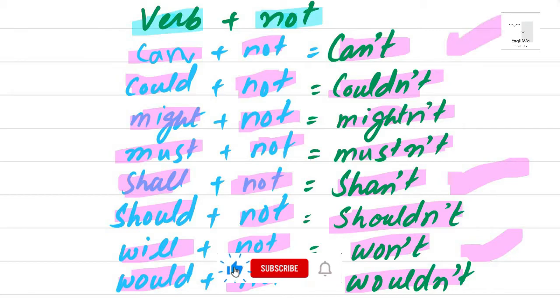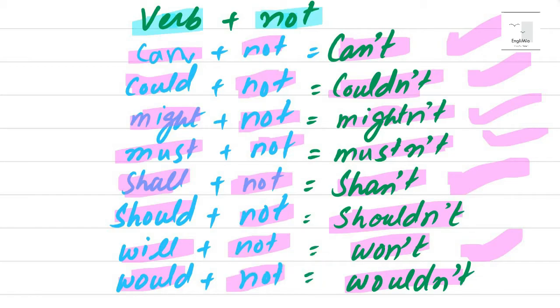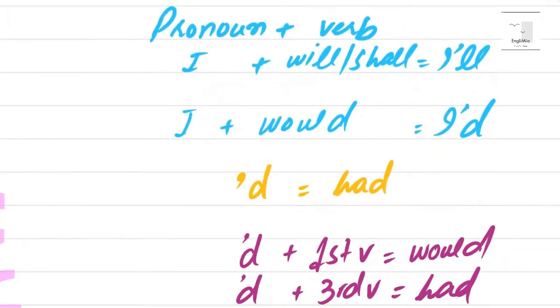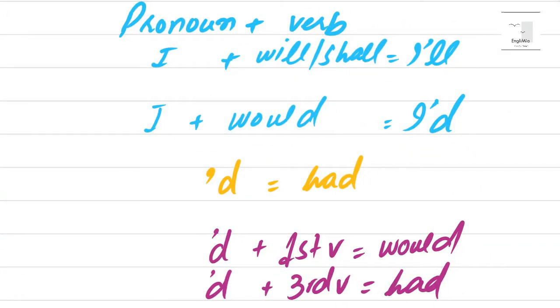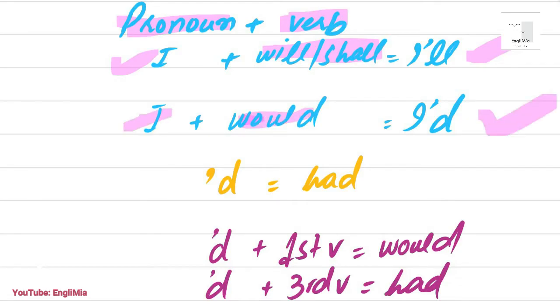Once again: can't, couldn't, mightn't, mustn't, shan't, shouldn't, won't, wouldn't. Now we are going to talk about another type of contraction, and that is the combination of pronoun plus verb. You can see that will or shall can be contracted in this form. For example, I plus will or shall is I'll. I plus would is I'd.